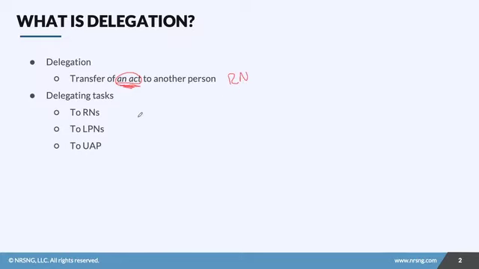So who can an RN delegate a task to? RNs can delegate tasks to other RNs, and they can also delegate tasks to LPNs, and they can delegate tasks to UAP. UAP is unlicensed assistive personnel. Okay, UAP.